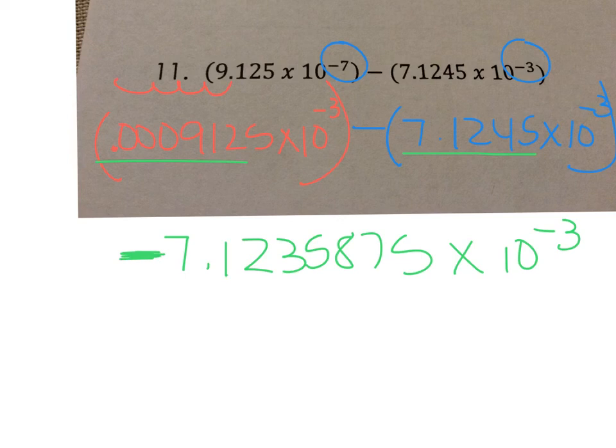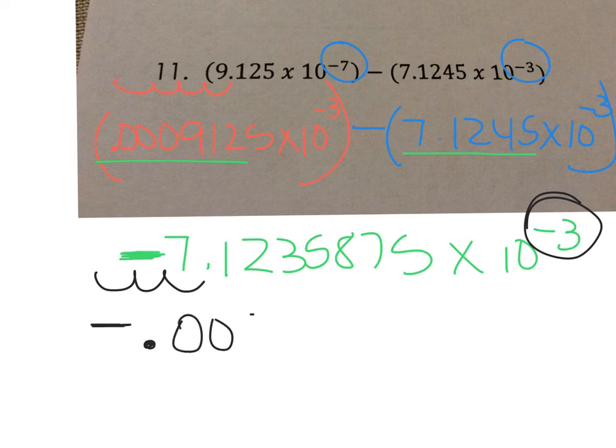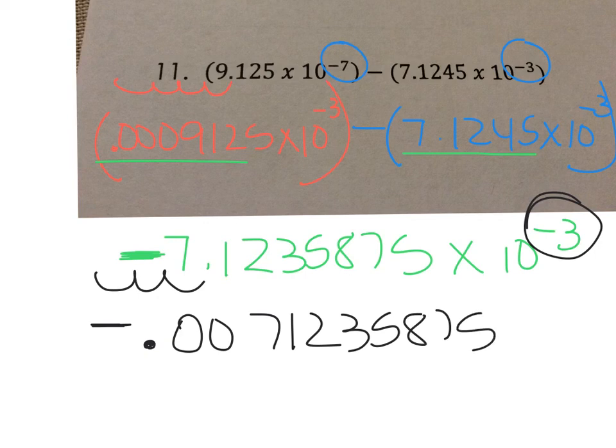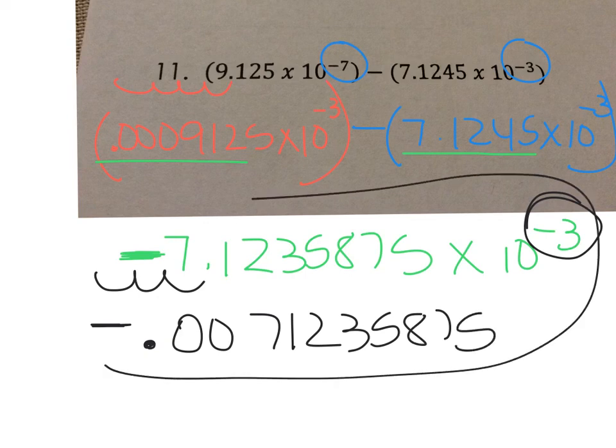Now, of course, we got to change this to standard notation. So my exponent's -3, which means I got to go 3 to the left. 1, 2, 3. So my standard answer is, first of all, I got to remember my negative. Some of you had the scientific right, but you just totally left off the negative. I need 2 zeros. Make sure you make your decimal so I can see it. -0.007123585. There is my answer.